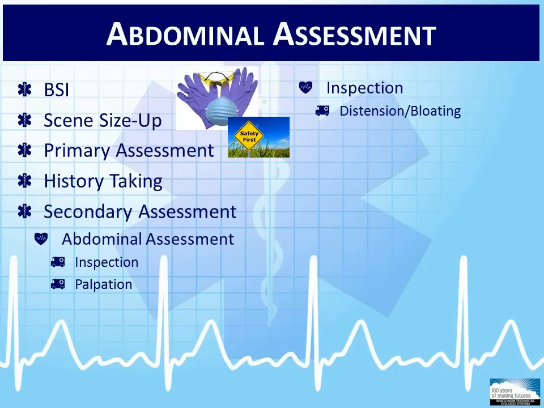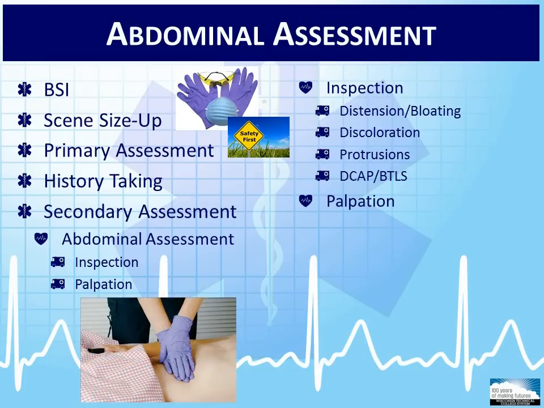Look for distension, bloating, discoloration, and protrusions. If trauma is involved, be certain to also perform a DCAP BTLS assessment, looking for deformities, contusions, abrasions, penetrations, burns, tenderness, lacerations, and swelling. Ask the patient or family members if his or her abdomen appears normal as well. Palpate the abdomen by using the fingertips to apply gentle pressure on the abdomen in the 4 different quadrants. If the patient has complaints of pain in a specific quadrant, palpate that quadrant last. Be certain to note any tenderness, pain, rigidity, hardening, or masses while palpating. If palpation increases the patient's pain, be sure to note that as well.